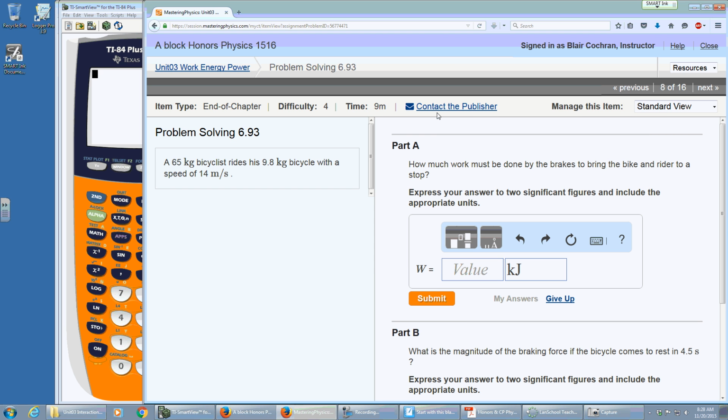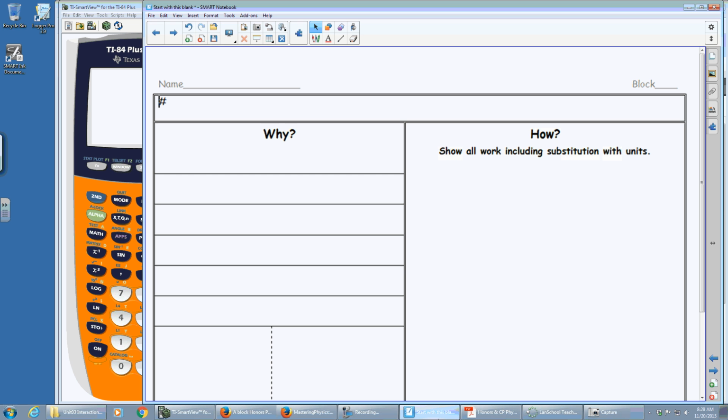All right, so if the bicyclist has inertia and it has velocity, what type of energy must it have? Kinetic energy. And so if it stops, therefore it doesn't have kinetic energy anymore. So what we're looking at is the work to change the kinetic energy. So that's kind of where I would start here. What was it, 9.3?